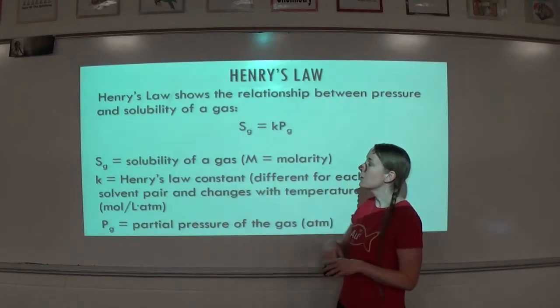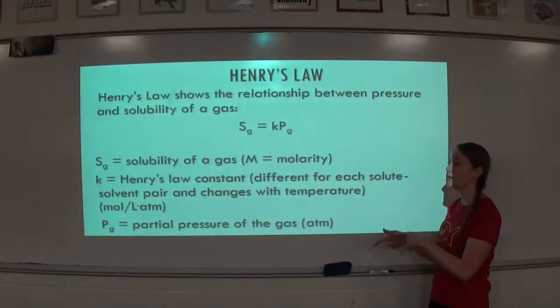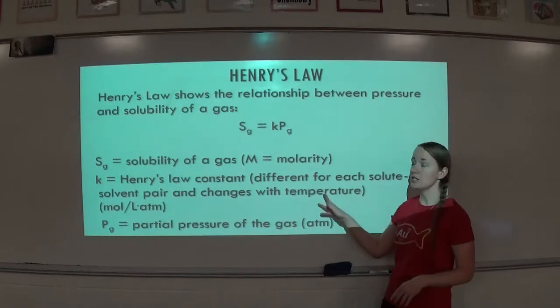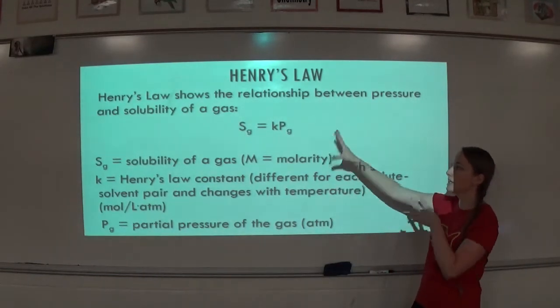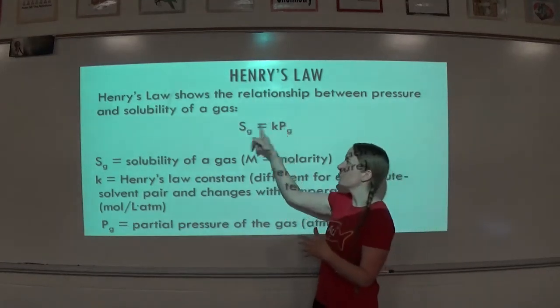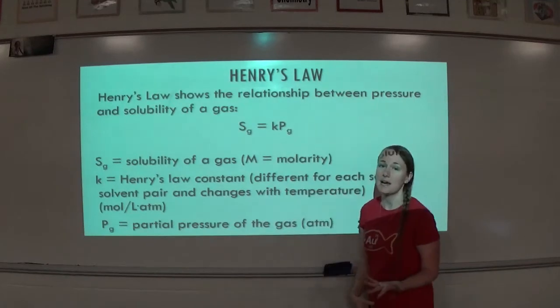K is Henry's law constant. It's different for each solute-solvent pair and changes with temperature. And it has kind of weird units, but it's just so that they can cancel and give us normal units for pressure or our solubility. And so it's moles per liter times atmosphere.